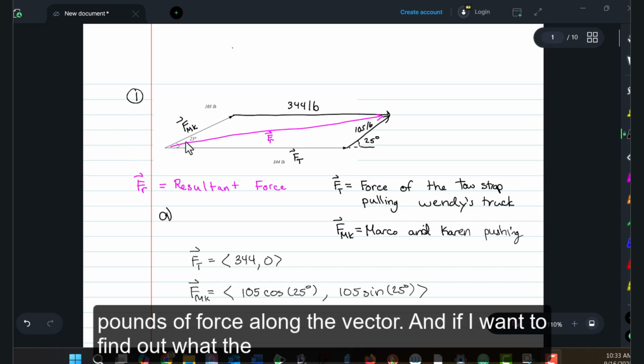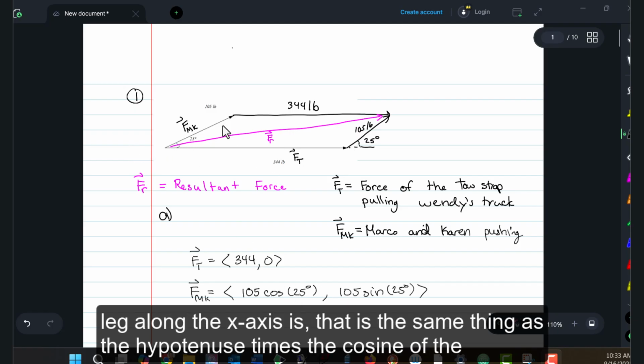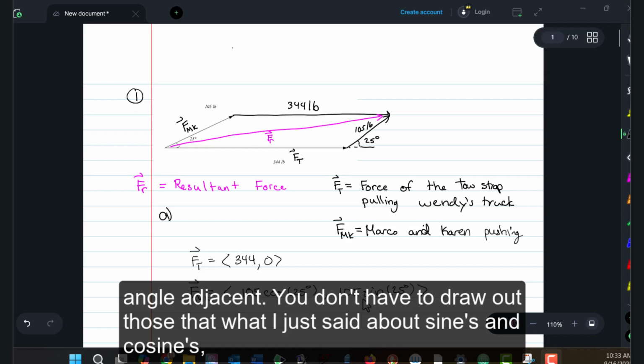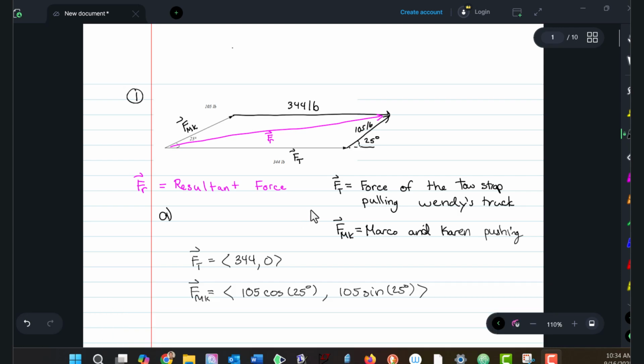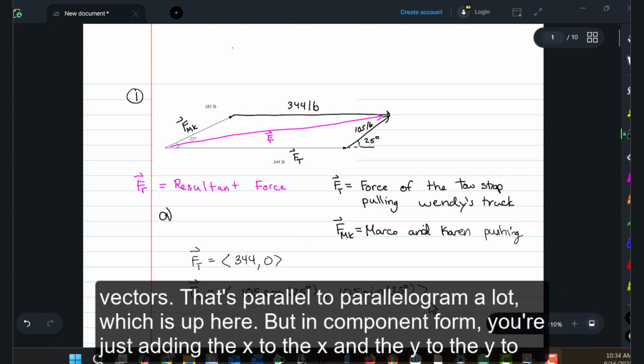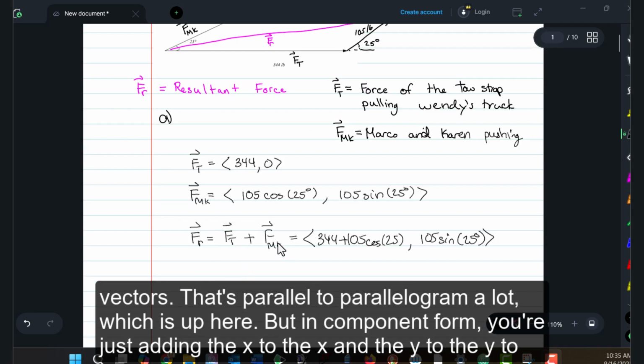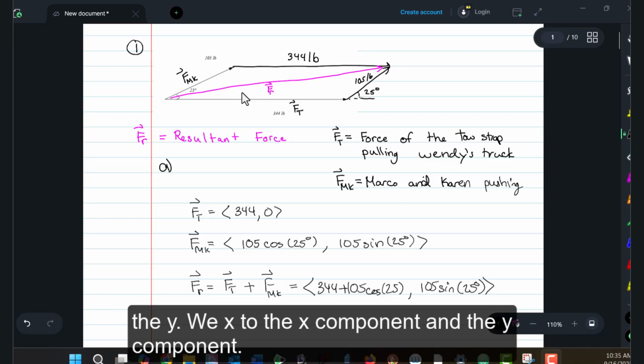And if I want to find out what the leg along the x-axis is, that is the same thing as the hypotenuse times the cosine of the adjacent angle. And if I want to find out what the amount of force in the y direction is, that's the same thing as the hypotenuse times the sine of the opposite angle. You don't have to draw out what I just said about sines and cosines, you do have to know it. I can assume that you know it if you write this down though.